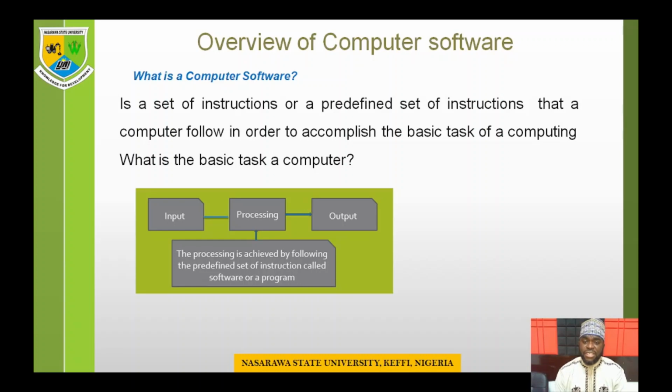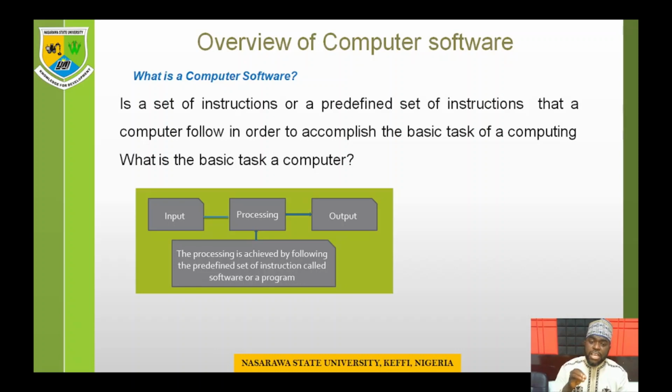Computer software is a set of instructions, a predefined set of instructions that the computer follows in order to accomplish the basic tasks of computing. And what is the basic task of a computer? For every computer, what is expected is you give an input. Once an input is given to the computer's devices, it is expected that this input will be processed by some dedicated components of the computer, and then the output is displayed through the suitable output units.